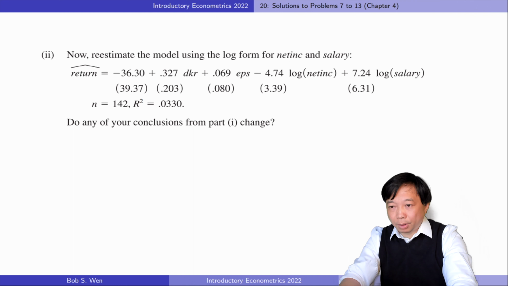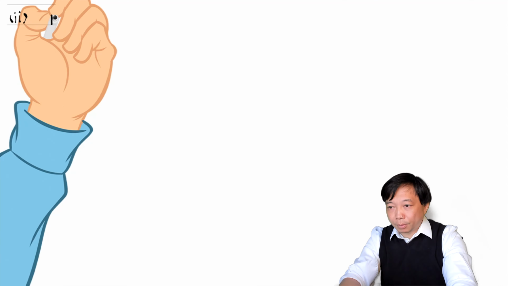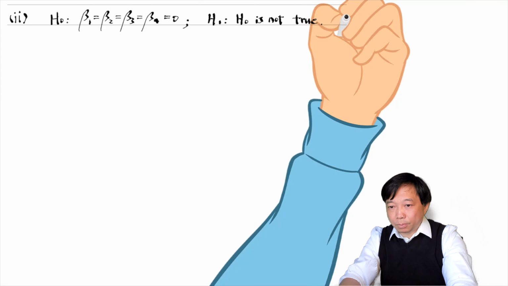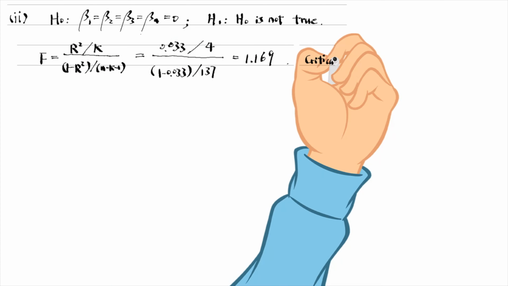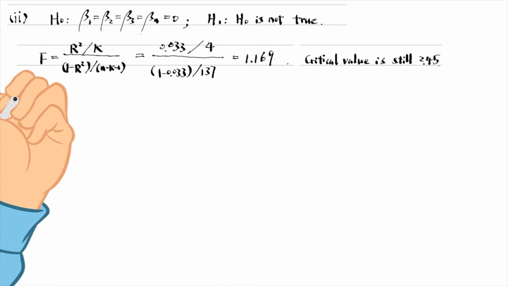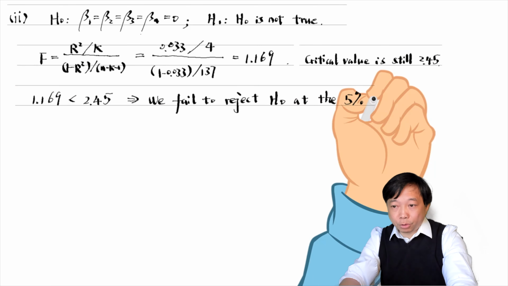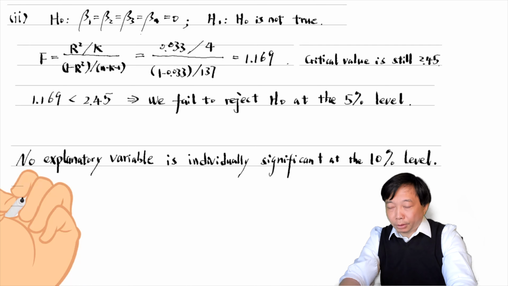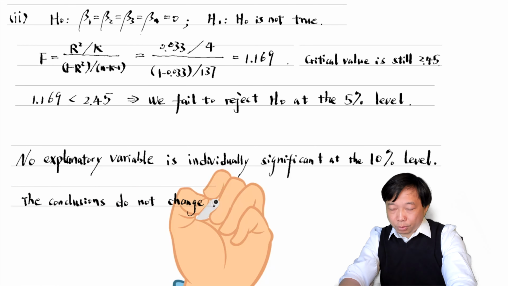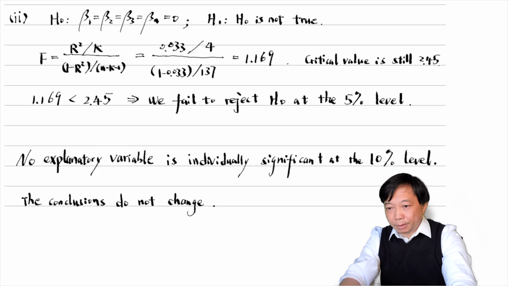The second question is to re-estimate the model using the log form for net income and CEO salary, and redo the F-test and T-test. The F statistic is 1.169, lower than the critical value. So we fail to reject the null hypothesis at the 5% level again. No explanatory variable is individually significant at the 10% level either. The conclusions do not change.